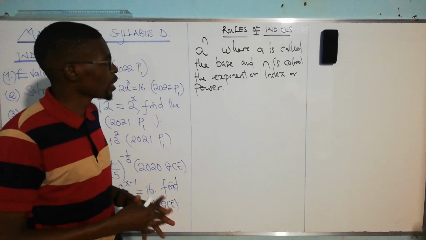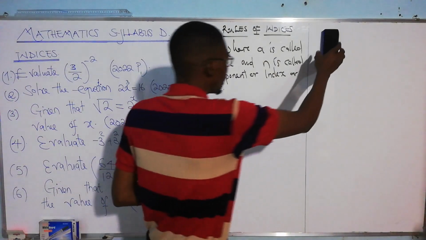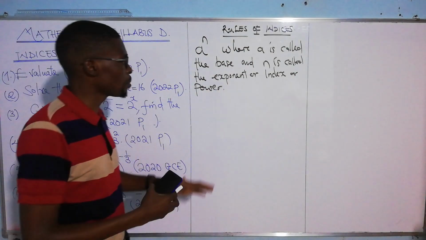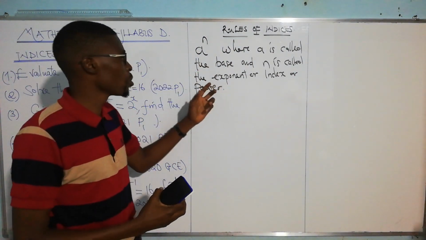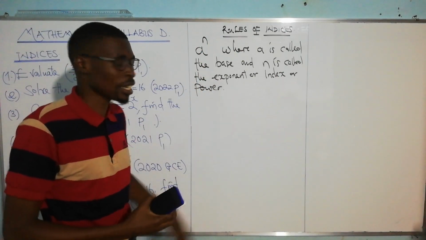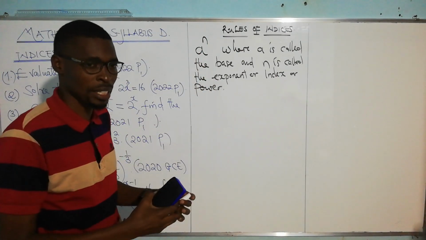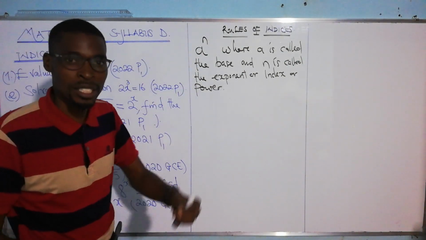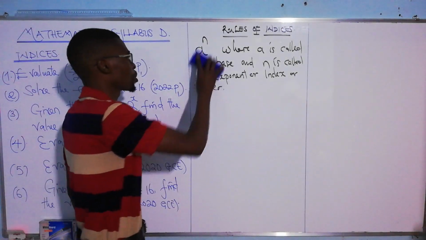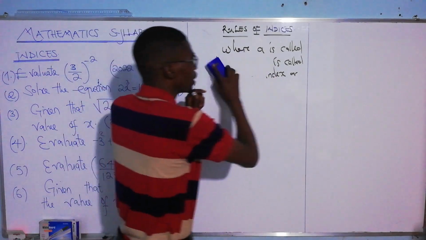So this is what an index is. Now, take note of these terminologies, because in most of my discussion here, I'll call n the exponent and I'll call a the base. When I say the base, you know what exactly I mean. And when I say the exponent, you'll be able to recognize what I'm talking about. So that's what an index is.